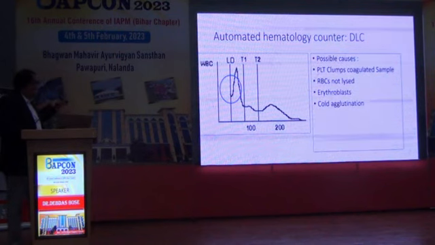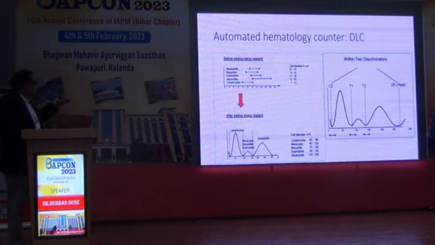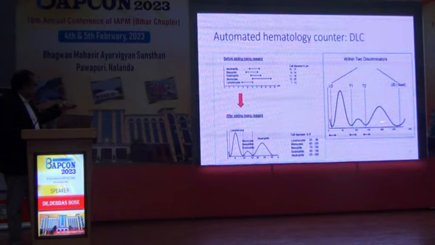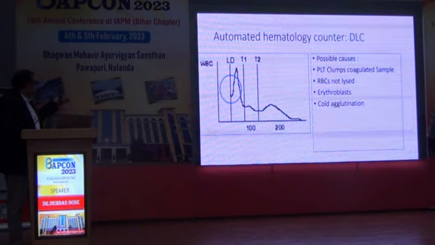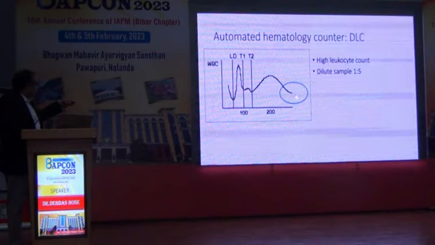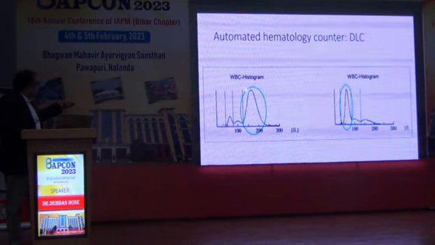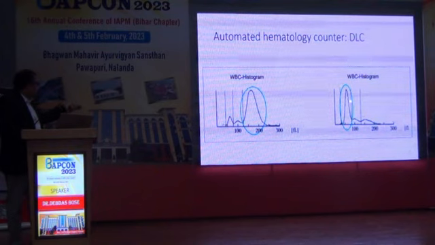And the automated DLC, the machine also gives an automated DLC. It will discriminate cells according to size. This is the lymphocyte peak, this is the mixed peak, this is your neutrophil peak. Okay. And again, there are some lymphocyte abnormalities and some neutrophil abnormalities. Okay. See, these are the normal neutrophils. This is neutrophilia. This is lymphocytosis.